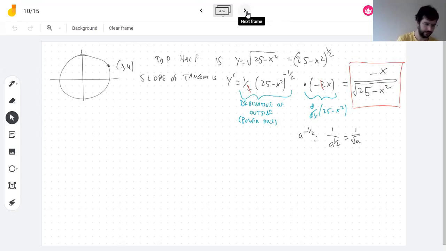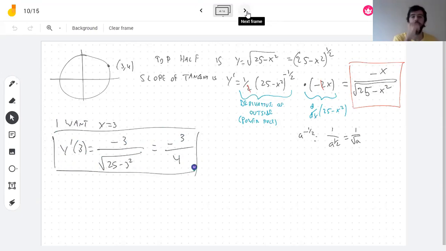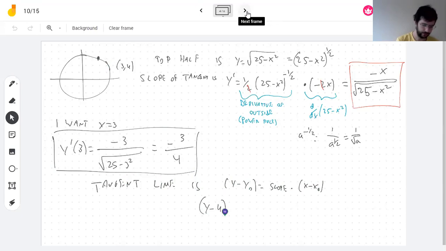And now I want to make x equals 3. So the derivative at 3 is negative 3 divided by root of 25 minus 3 squared. And that's going to be negative 3/4. So there you go. That's the slope of the tangent, which means that for the tangent line, the formula that's most useful for this is the one where you have the point and the slope. So y minus 4 equals negative 3/4 times x minus 3.